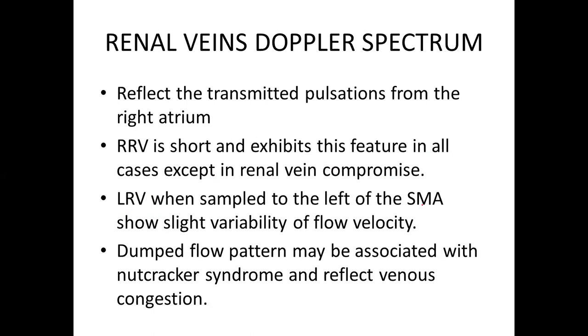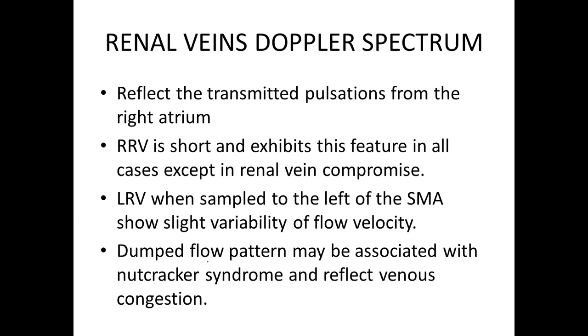When sampled to the left of the superior mesenteric artery, it shows slight variation of flow velocity. We may also find a damped flow pattern, which may be associated with the nutcracker syndrome and reflects venous congestion. This is within the left renal vein. So what we are simply saying is the right renal vein has more variations than the left renal vein. And also damped flow in the left renal vein may be associated with the nutcracker syndrome.